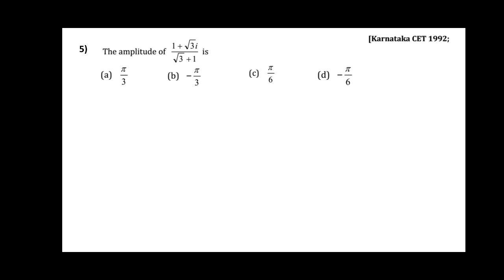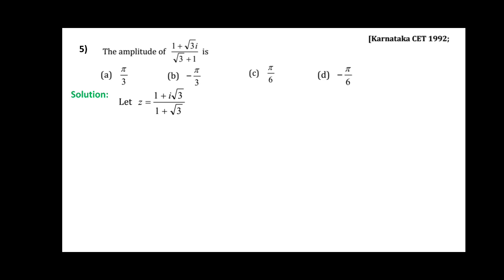Similarly, we go for the fifth question. The amplitude of 1 plus root 3 i divided by root 3 plus 1 is: option A pi by 3, option B minus pi by 3, option C pi by 6 and option D minus pi by 6. So this question was already asked in Karnataka CET 1992. Let us see the solution of this given question. Let z is equal to 1 plus i root 3 divided by 1 plus root 3.